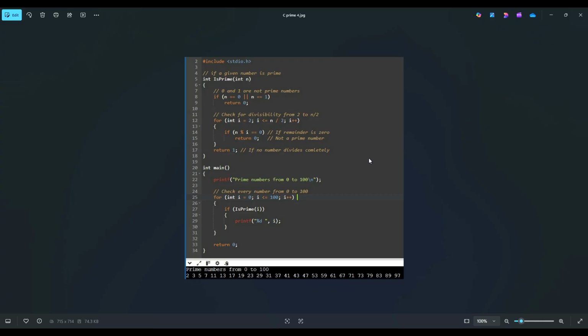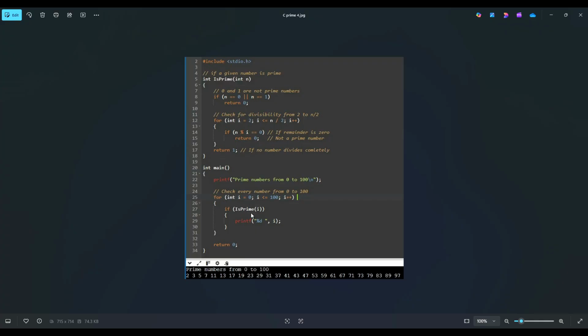This is a basic C program where I try to find all the prime numbers between 0 and 100. First it has a loop from 0 to 100 and it sends each number to check inside the isPrime function. isPrime will receive the argument and check whether that argument is a prime number or not.